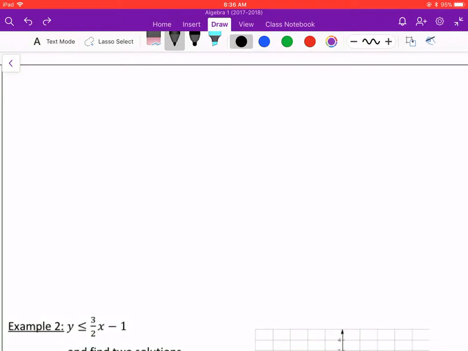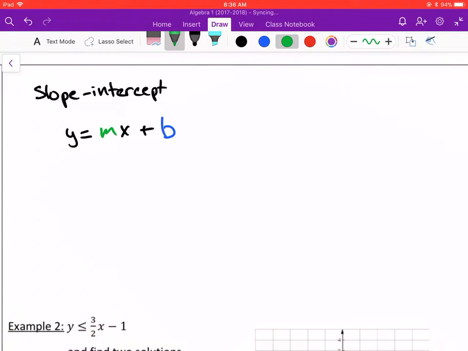Alright, so we know these are linear functions. That means we want to get every equation into slope-intercept form. That's the easiest form to graph because if you have it in y equals mx plus b, you can easily tell that your m is going to be your slope. That's simply just rise over run. And b would be your y-intercept. So it'd be that number where it crosses the y-axis, all right?